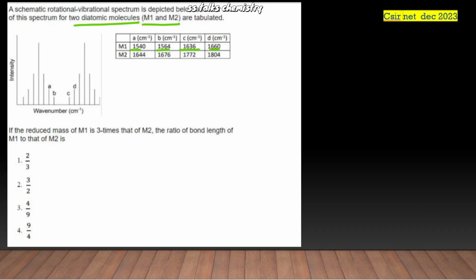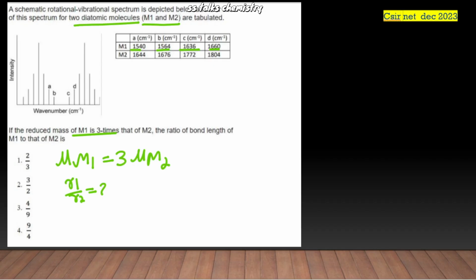Now next, a condition is given: the reduced mass of M1 is 3 times the reduced mass of the M2 molecule. The ratio of their bond lengths is being asked, so that means the ratio R1 to R2 is being asked. For the reduced mass, the relation is given to us.